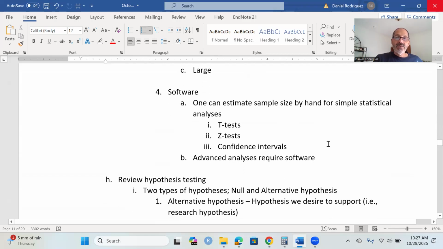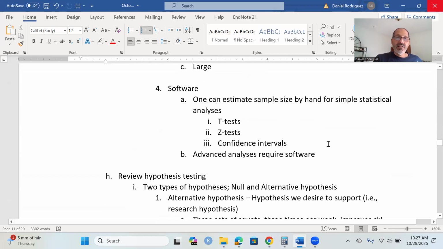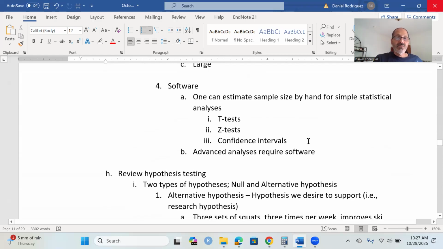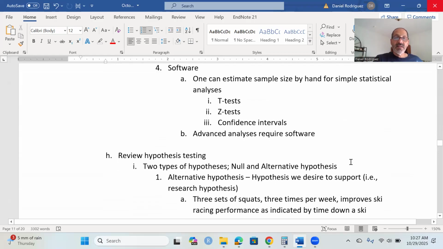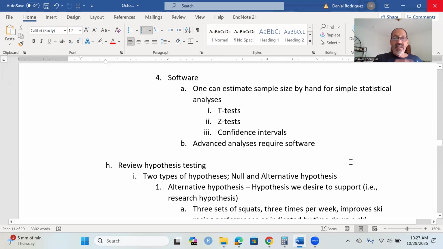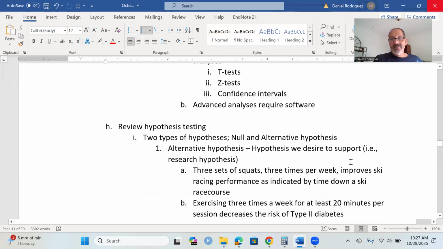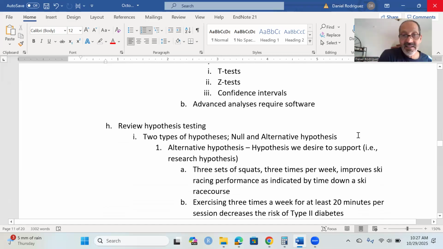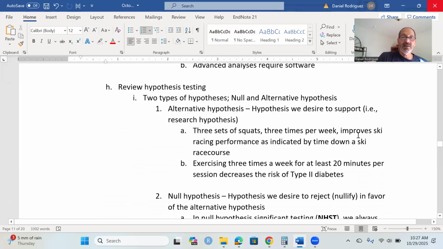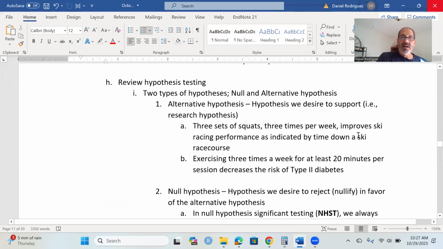There's software you can use to calculate sample size. You can also do it by hand for things like t-tests, z-tests, or confidence intervals. But anything more advanced than that requires software. Especially for things like structural equation modeling, you really need to run Monte Carlo studies, where you do simulations to estimate the sample size and power, etc.